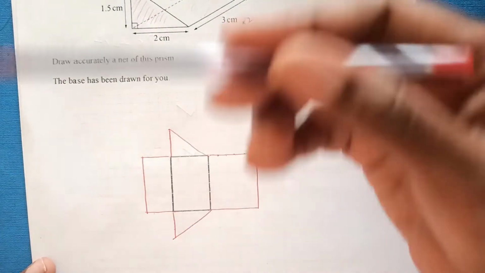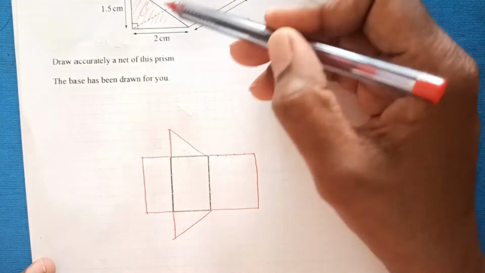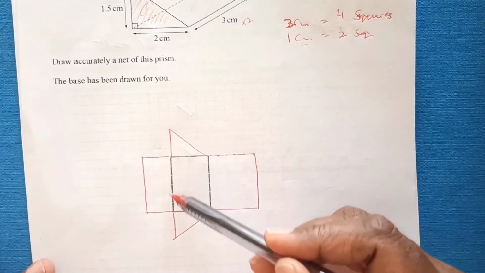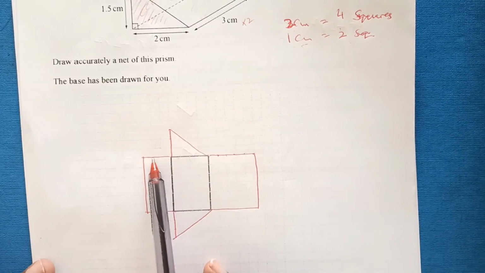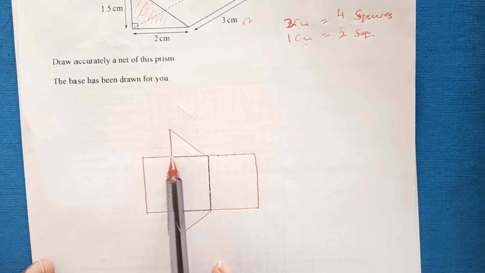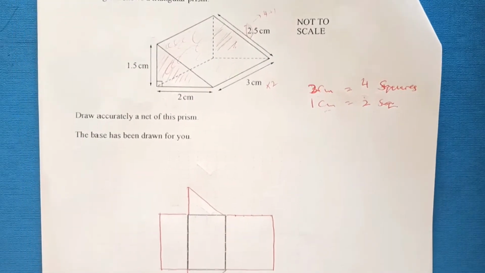And now the one behind, down here, that is 1.5 and 3. 3 is here, 1.5 is 2 squares representing 1, then 0.5 is this. So this is the full net of this diagram.